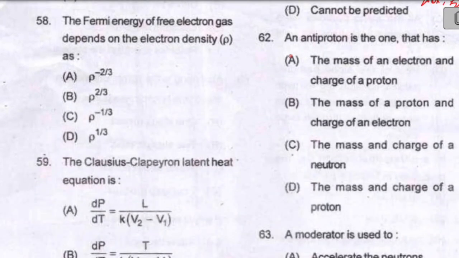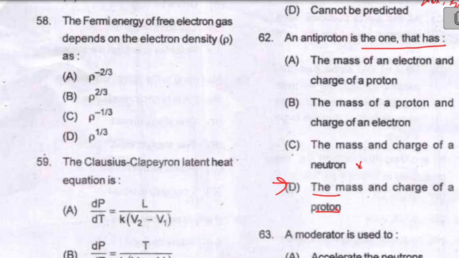Next, 62. An antiproton is the one that has the mass and charge of a proton. Okay. If you see the magnitude, charge is the same as proton, but the sign will be negative. Okay. So D is your correct option.